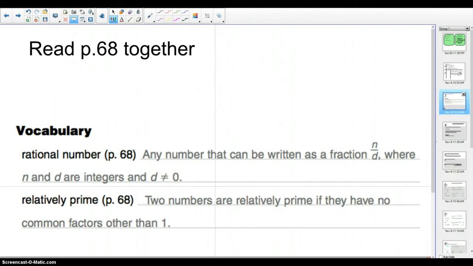So for our vocab, both of these words were introduced yesterday. A rational number is any number that can be written as a fraction. Now remember, that fraction has a numerator on top and denominator on the bottom.